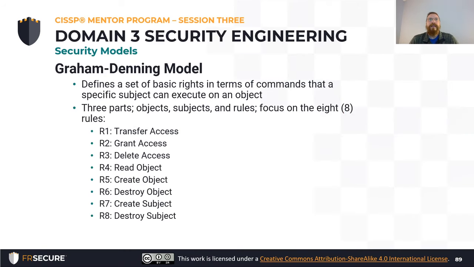Graham-Denning: guess what I'm going to say here? Memorize this slide. Shocking, I know. So, basic rights in terms of commands. You have three parts: your objects, your subjects, and your rules, and you need to know the eight rules. You use this to grant subjects a right to objects, right? So I'm either going to transfer, grant, delete, read, create, whatever that is. What you're going to need to know, unfortunately, is to memorize R1 through R8 and know what those are. If you see something with three parts around objects, subjects, and rules, it's Graham-Denning. Memorize the rules and understand what they are, because we're going to go through more models that have other rules. You'll have to know which rule set, or which set of letter-number combinations, goes with which security model.